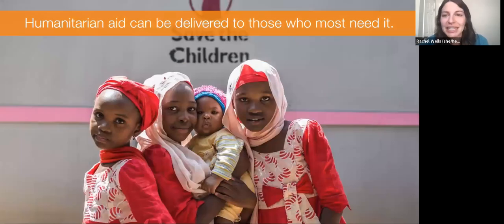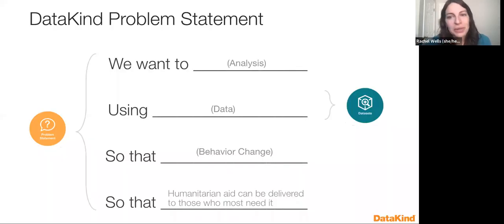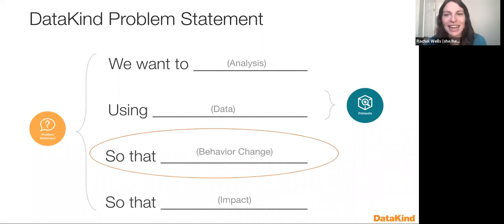Or maybe as a second example, you're interested in ensuring humanitarian aid gets to those who need it the most. Once again, we filled in our first blank. This big impact goes at the bottom of the problem statement. So now we can move on to the next one. Next, we think about what behavior change, we're moving up, what behavior change we want to make to move the needle on our desired impact.